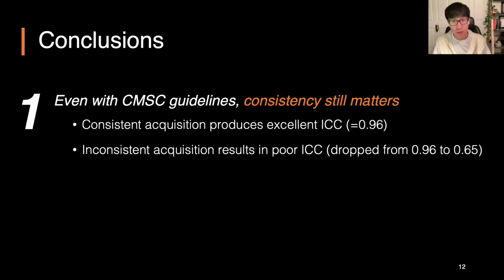So what do we learn from this study? Number 1, we found that even with CMSC guidelines, we still want consistent MR acquisitions. This consistent MR acquisition is going to produce excellent ICC for our longitudinal study. And on the other hand, inconsistent acquisition is going to produce poor ICC.